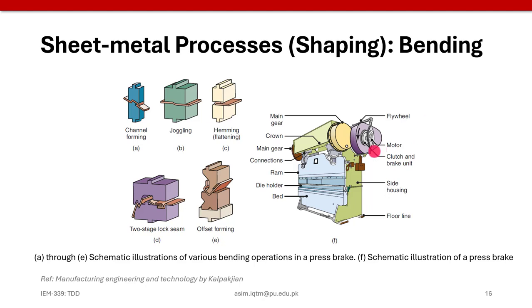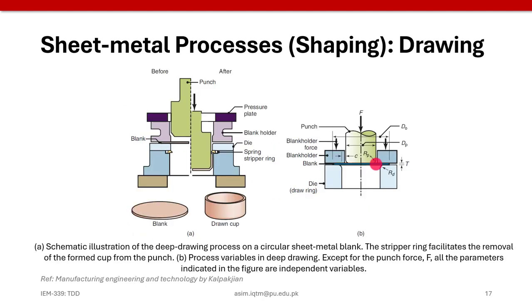So here you can see some blanking operations shown from A to E, and this one is the press, which is again a machine tool that helps us to install the die on it and to produce the final shape of the part. So here you can clearly see the blank and the drawn cup from this illustration A and B. You can see that we have a blank and the punch is moved downward, which helps to create this cup in the drawing process.